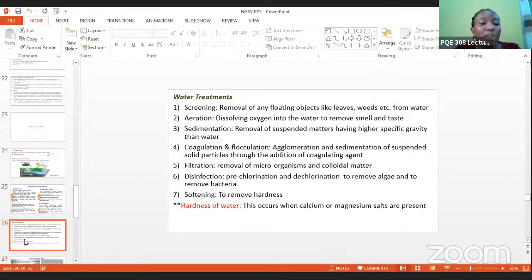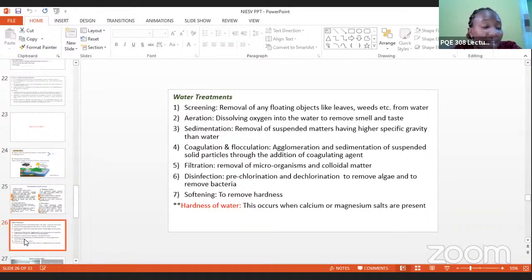Then lastly, some water needs to be softened. There's something we call hardness of water. When you're trying to lather your water with soap and your soap is not forming lather easily, you say that water is hard. So what do we understand by hardness of water? It occurs when calcium or magnesium salts are present inside your water.